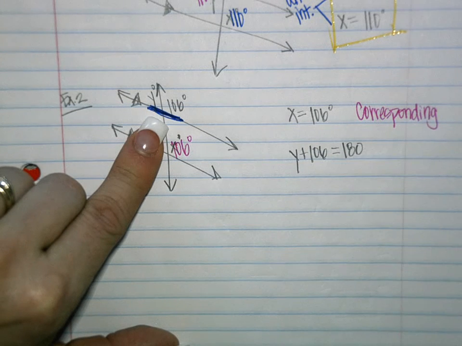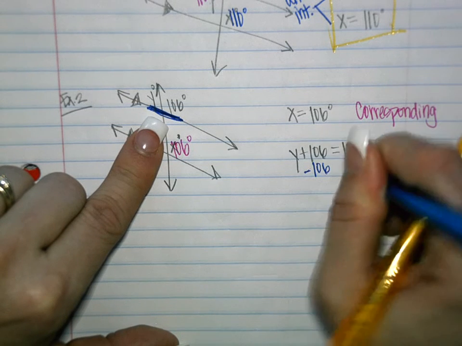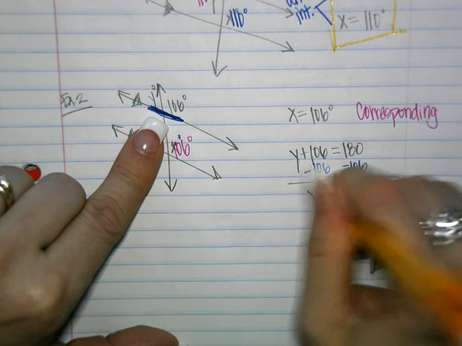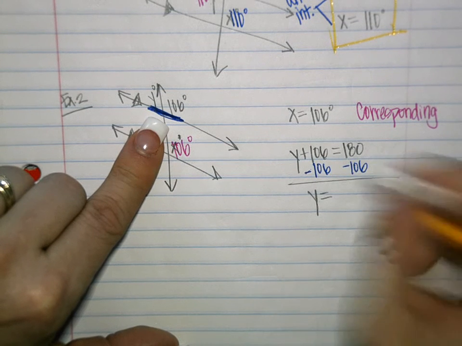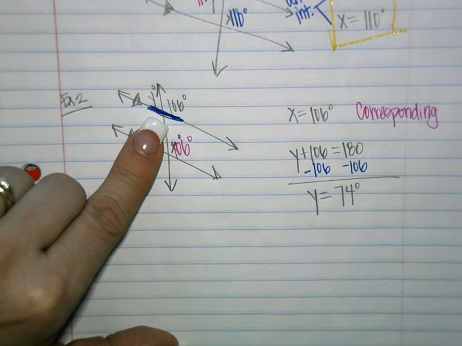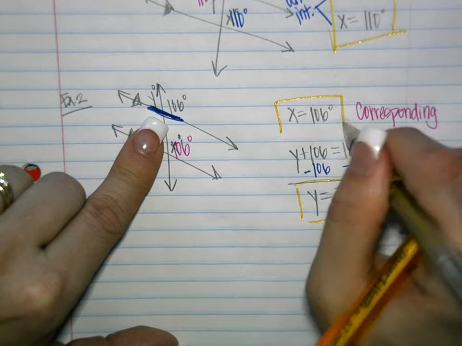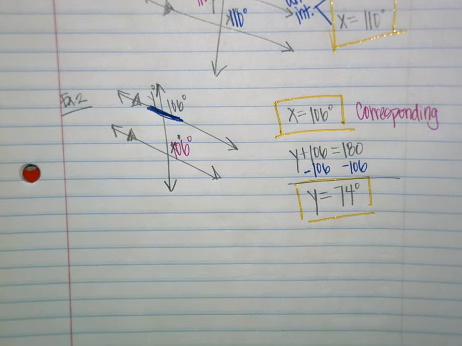So if you subtract 106 from both sides, you can solve and get that y is equal to what? 74 degrees. Okay, so that's because those were supplementary. So we're just going to use all the different things that you know about angle relationships, and we're going to use them in solving.